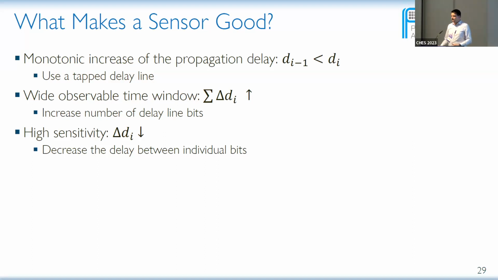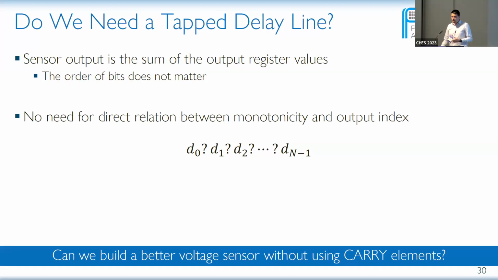A wide observable time window is just increasing the number of delay line elements, and finally, high sensitivity. To optimize high sensitivity, we need to decrease the delay between individual bits. So the question is, do we even need this tap delay line? Because at the output, we just sum the bits. So the order of those bits doesn't matter. If we have 110 or 101, it doesn't matter. So essentially, we don't need this monotonicity.